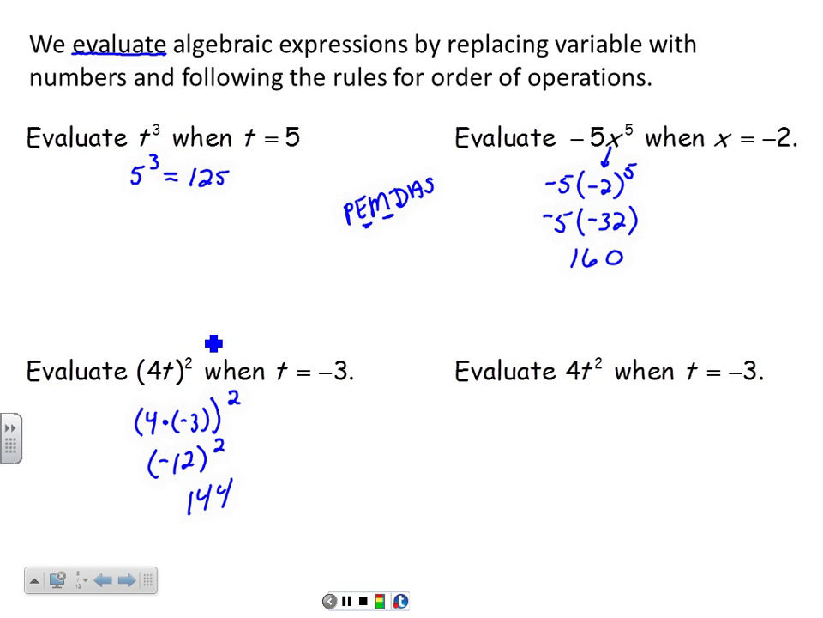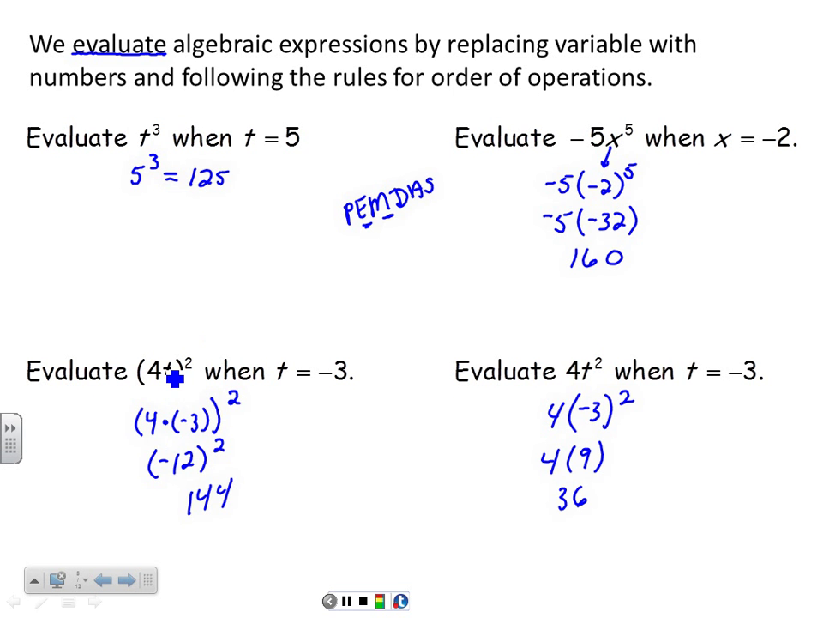But over to the right, your base is only the t. And so you're going to do negative 3 times negative 3, or negative 3 squared. I guess that's what we would do. And so now here you're going to do the exponent first. And so you'll have 4 times negative 3 squared, which is 9, and 4 times 9 is going to be 36. So I need you to understand the difference here.